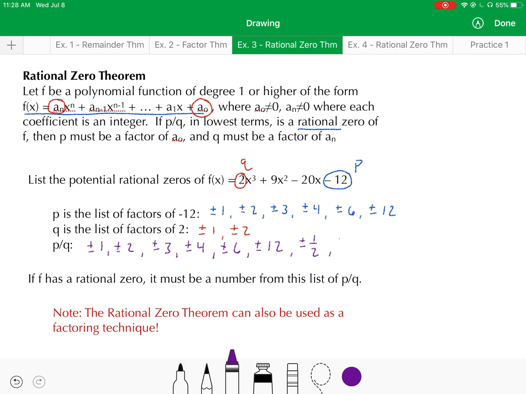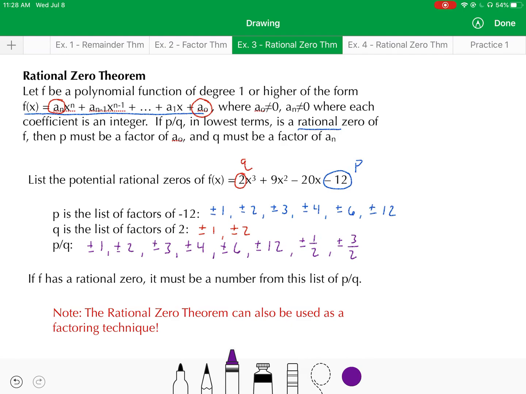Then we'll need plus or minus 3 over 2. And then that'll be the last set of numbers in the list, because plus or minus 4, plus or minus 6, and plus or minus 12, if you put any of those over 2, they're all going to reduce to numbers that are already in your list.